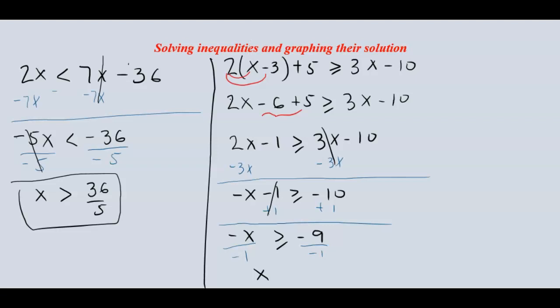And because we divide by a negative number, which is negative 1, we have to flip the inequality sign. So it's no longer greater than or equal to. Instead, it's going to be less than or equal to. And negative 9 divided by negative 1 is positive 9. And that should be the solution.